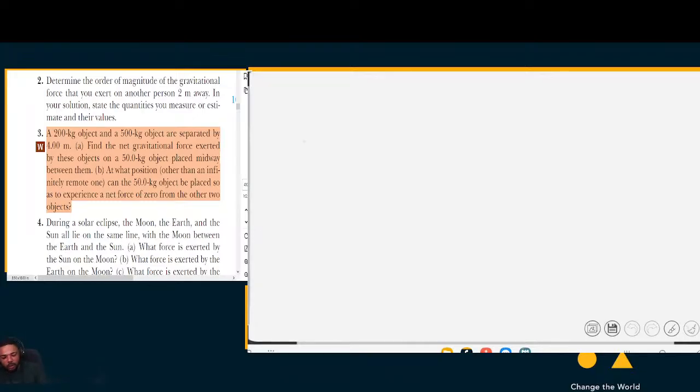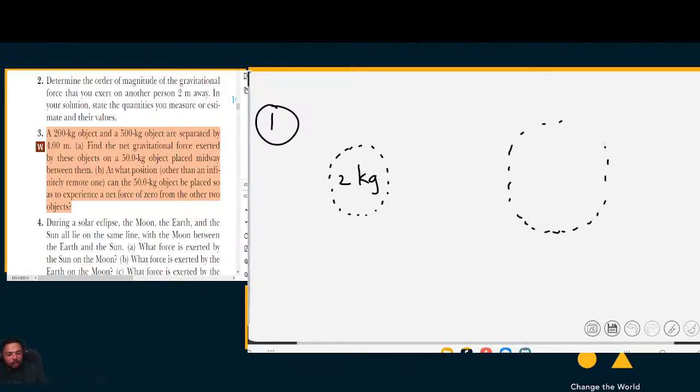So we have a 2 kilogram object. This is problem number one for us today. Let's make it a circle, 2 kilograms. And we have a 5 kilogram object. Let's try to draw it to scale. It looks roughly about double that size. So we have these two objects, and they are separated by 4 meters. So the distance between them is 4 meters.